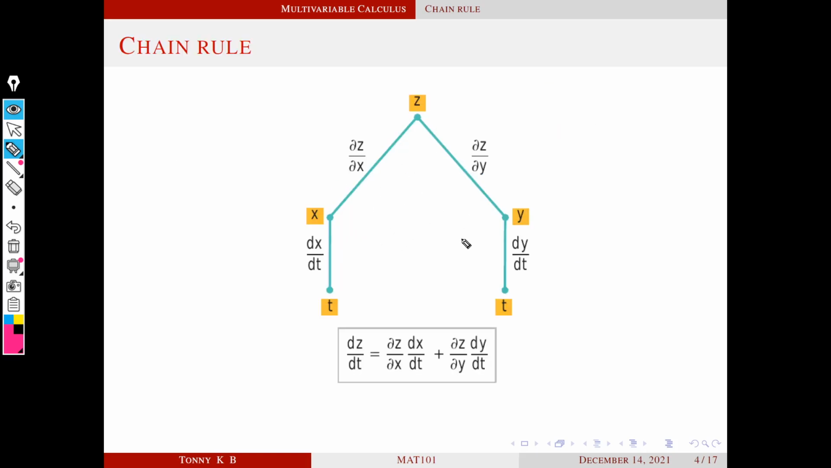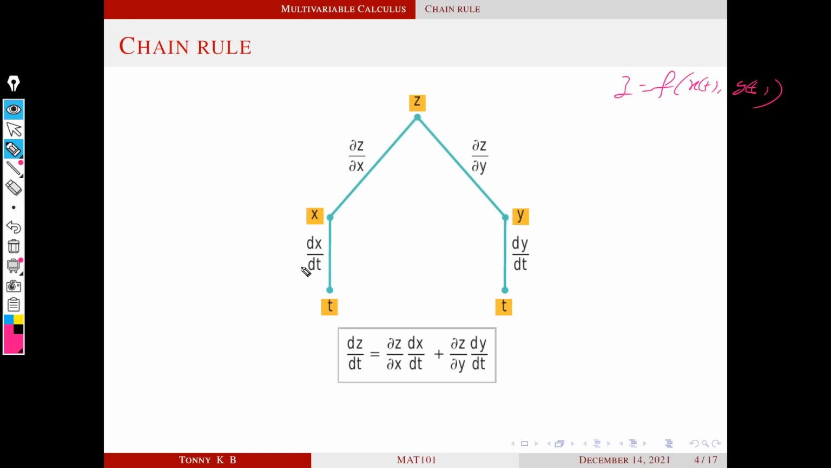Okay, this is the graphical representation of our chain rule. We know that z is ultimately f of x of t comma y of t. That means z depends on t. So first z depends on x and z depends on y, and y depends only on t, x also depends on t. So the question is how to find the derivative of z with respect to t. So actually we have two branches.